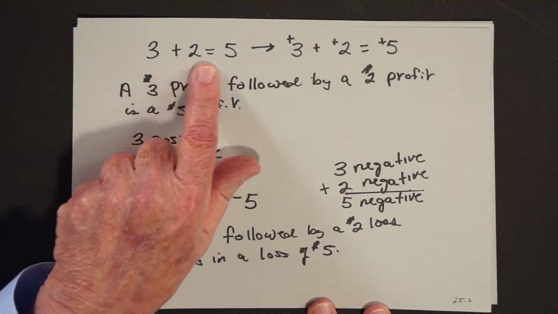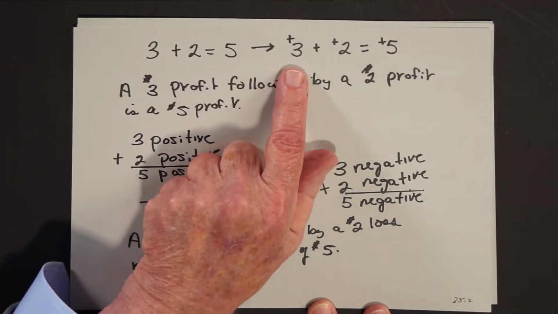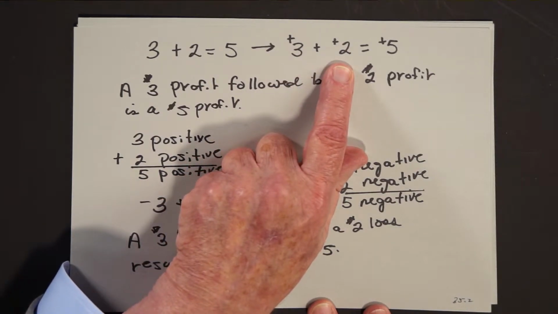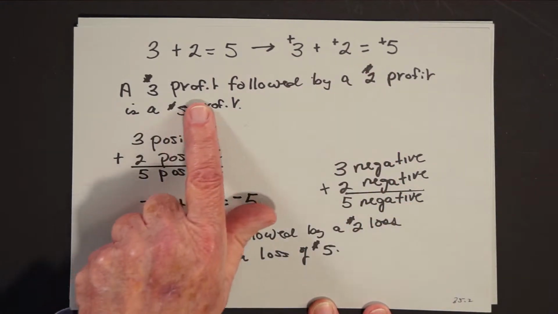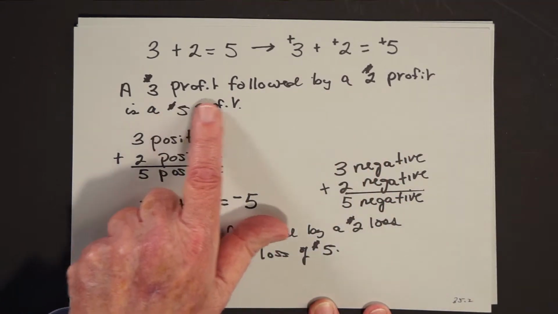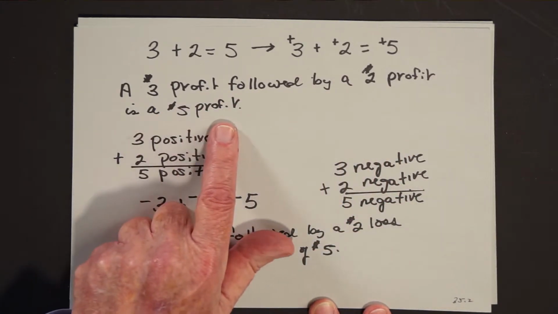Remember, up until the time that signed numbers were invented, we didn't talk about positive 2 and positive 3. We just talked about 2 and 3. It was only after we introduced signed numbers that we changed the name of 2 to positive 2 so that we could now distinguish it from negative 2. Remember that up until signed numbers were invented, there were no numbers to the left of 0 on the number line. So the fact that 3 plus 2 equals 5 is simply another way of saying positive 3 plus positive 2 equals positive 5. And if you're using the profit and loss model, a $3 profit followed by a $2 profit is a $5 profit.